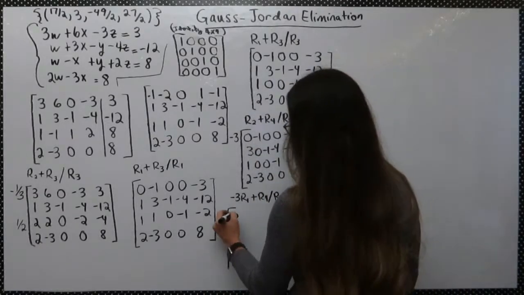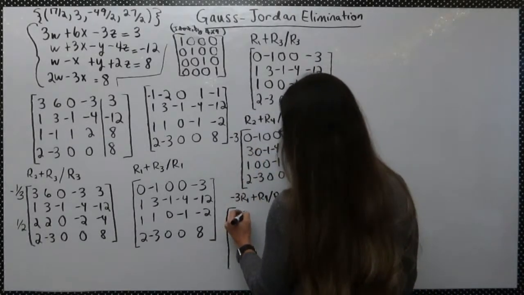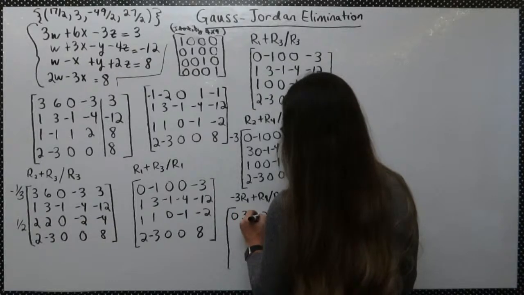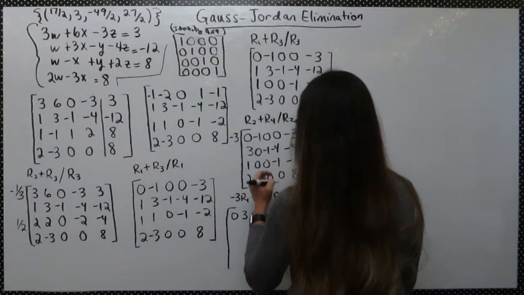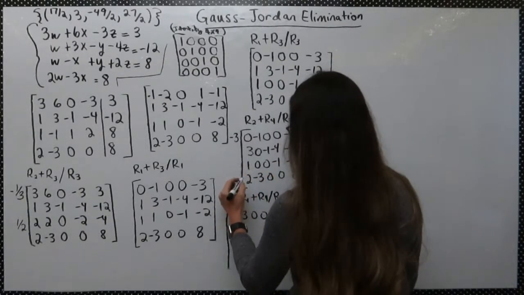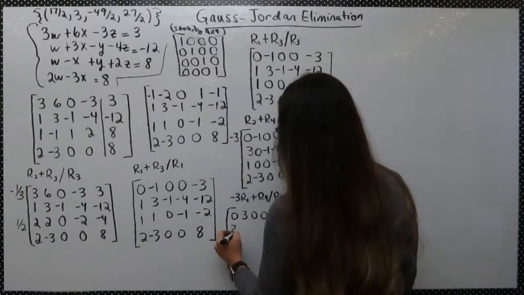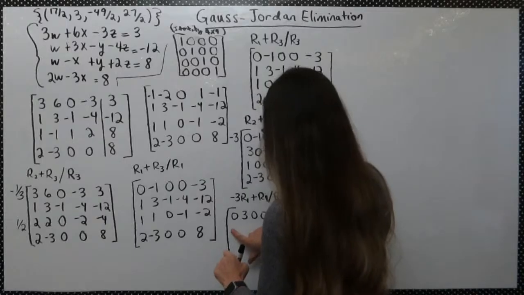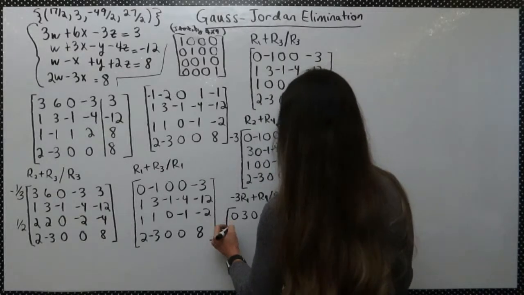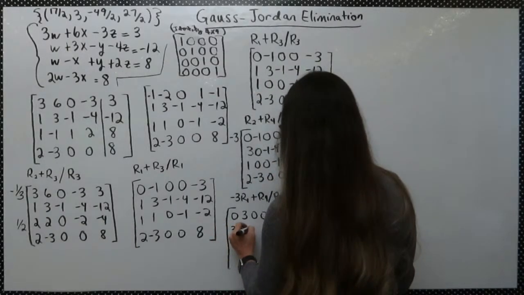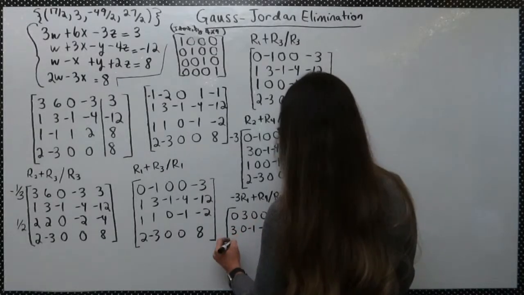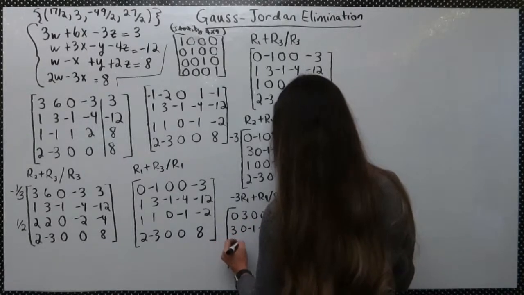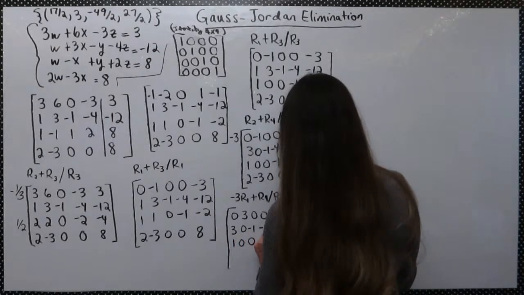So we've got 0. This one's going to be a +3, 0, 0, and then that's going to be a +9. And then repeat rows 2 and 3: 3, 0, -1, -4, -4, and 1, 0, 0, -1, -5.